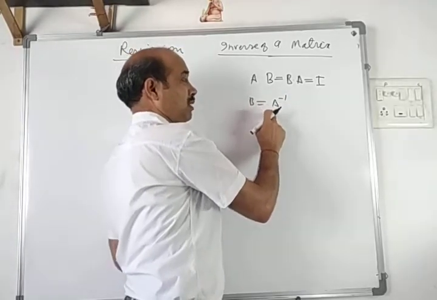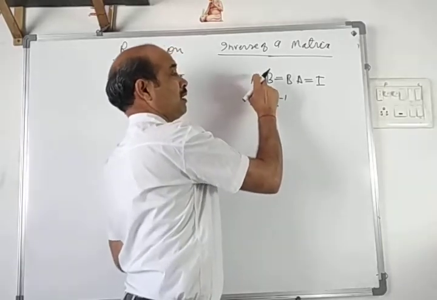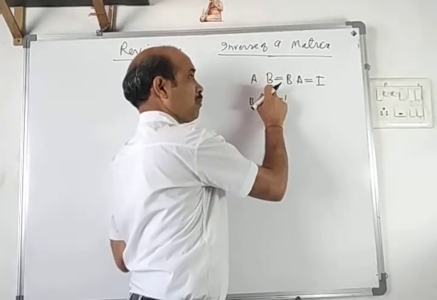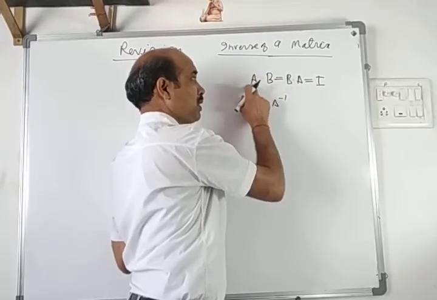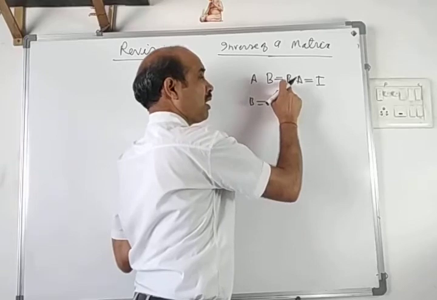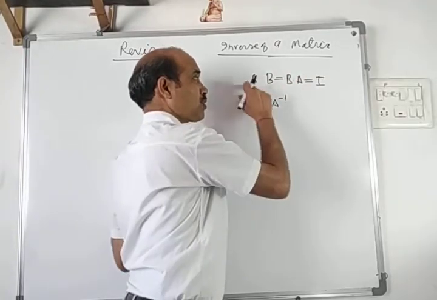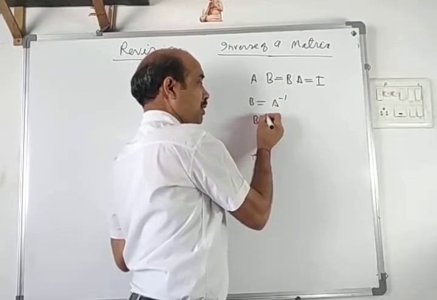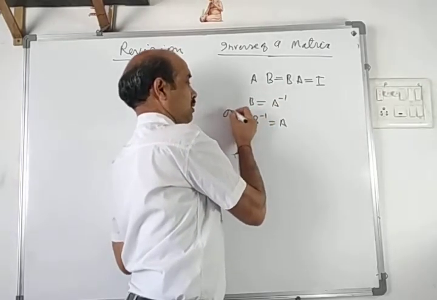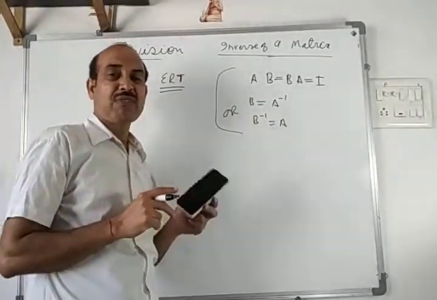But with the same definition, if we talk about inverse of B, then we need a matrix A such that B into A into B should be equal to I, and it is true. So inverse of B will be A. This you have to get it clear regarding inverse of any matrix.